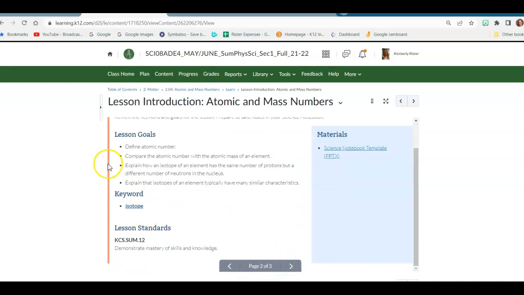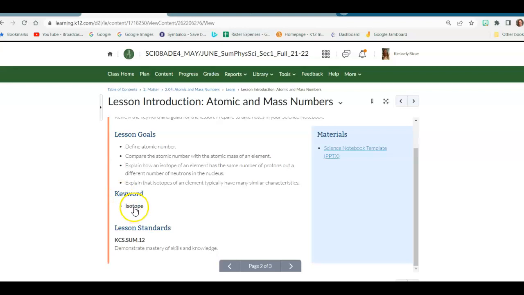So again, we've got our goals. We are wanting to understand and define atomic number. We want to compare the atomic number with the atomic mass. So if you look at the periodic table, you're looking at the number in the top left corner versus the mass, which is the decimal under the element name. And then you're wanting to be able to explain how an isotope of an element has the same number of protons, but a different number of neutrons in the nucleus. And we're also going to explain that isotopes of an element typically have many similar characteristics.